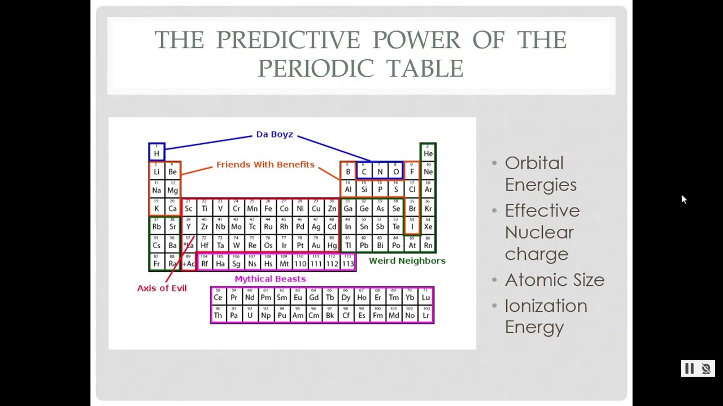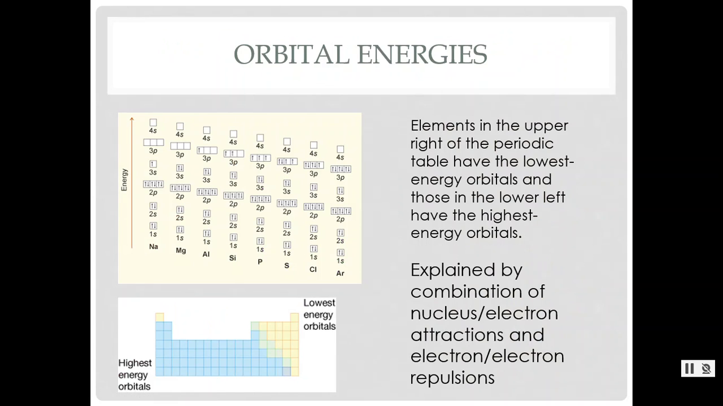The first periodic trend we're going to talk about lumps together the energies associated with atomic orbitals and links that to this concept of effective nuclear charge. So we know that atomic orbitals, as their principal quantum number increases, their energy increases with regards to s and p electrons for that element. So for example, in sodium, the 1s orbital is of lower energy than the 2s, so on and so forth.